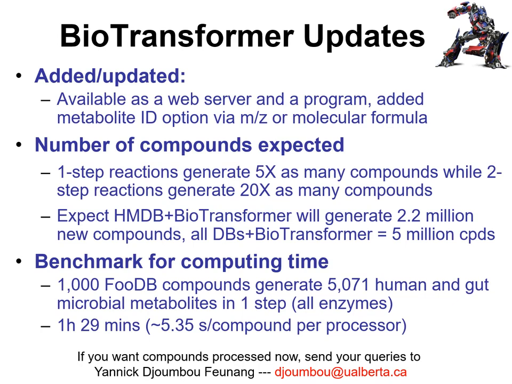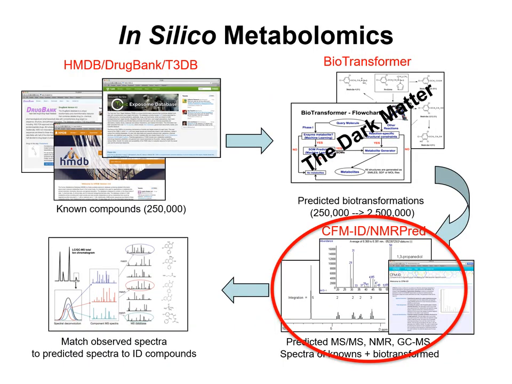Biotransformer is relatively quick. It takes about 5 seconds per compound, and we can run it in parallel. So in fact, sometime over the next few months, we'll be generating about 5 million biologically feasible compounds through this particular software tool. If you have questions, I've given the developer, Yannick Jumbu Funeng's email address, and he's happy to help people with using this particular software.